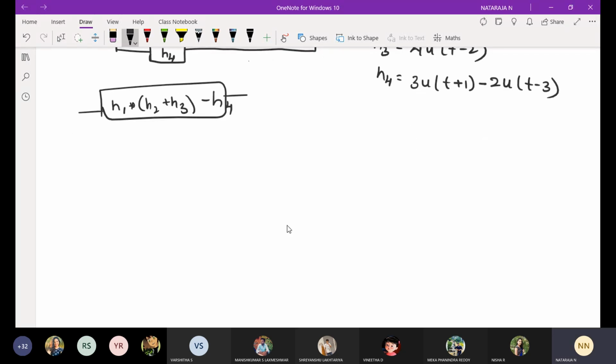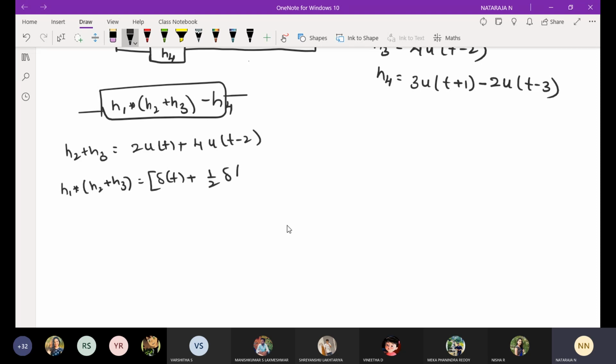With respect to this, first I will take H2 plus H3, that is equal to 2 into U of t plus 4 into U of t minus 2. Then I will take H1 convolved with H2 plus H3. What is my H1? H1 will be delta of t plus 1 by 2 delta of t minus 1, convolved with 2u of t plus 4u of t minus 2.